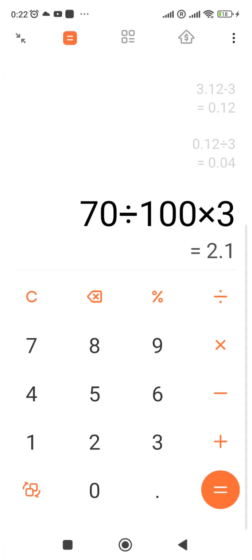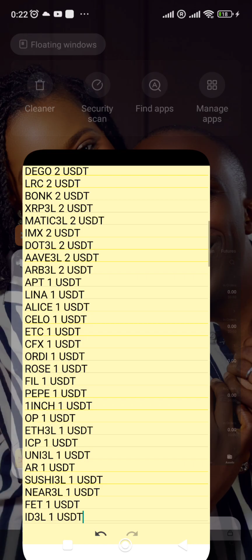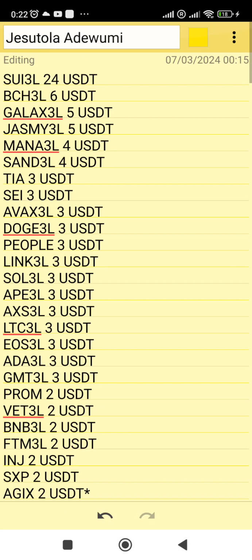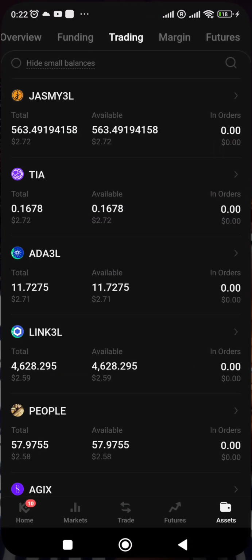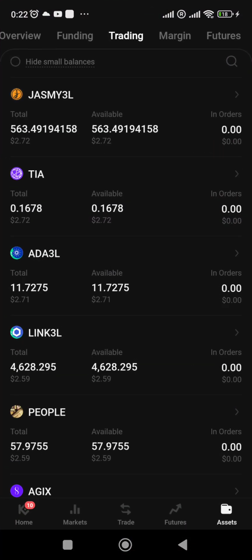Jasmine, Tier, Ada, Link, People. Tier is 3. Jasmine is 5. I'm coming back to that. Ada is 3. People 3. Link 3. All right. But Jasmine is 5. Now, all those 3s, the lowest of them is 2.59. Not ready for buying some more.